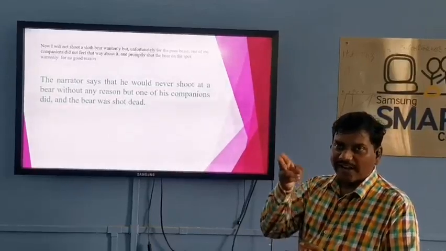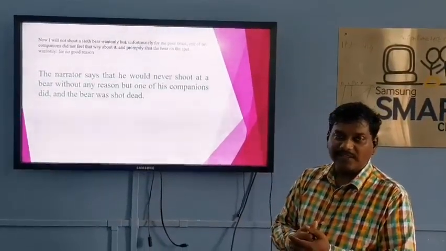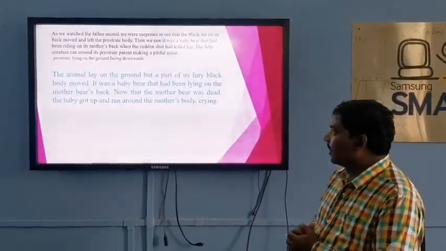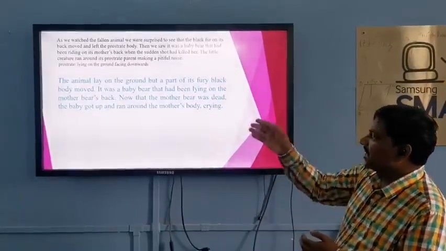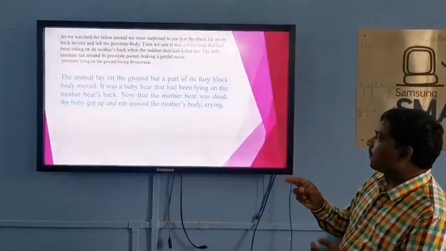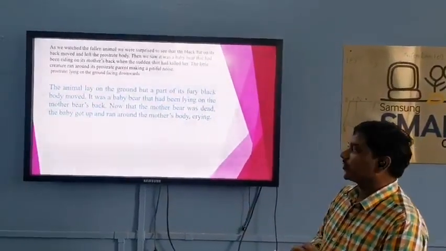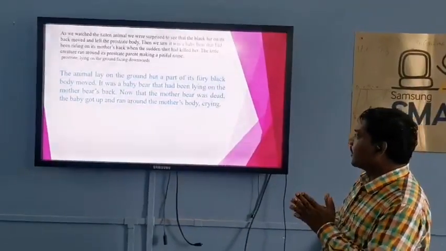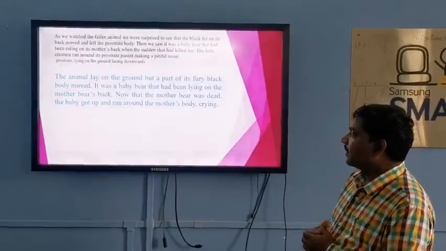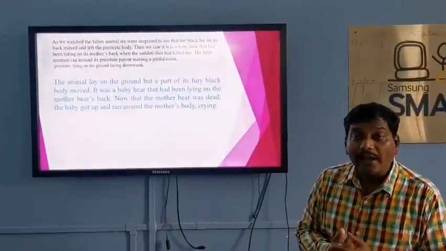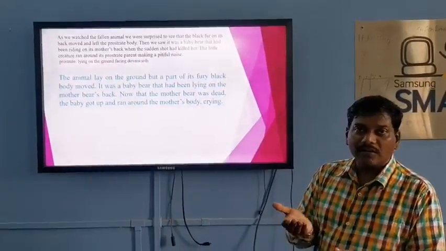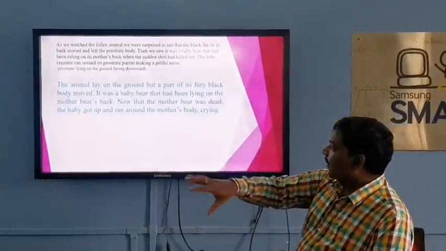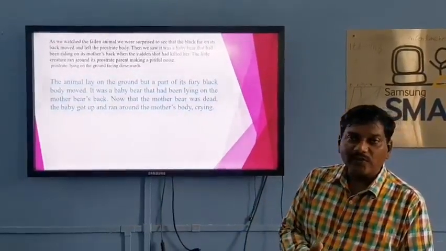The writer did not shoot at the bear, but one of his companions did. When it was shot, the animal lay on the ground, but a part of its furry black body moved. They noticed it was a baby bear that had been lying on the mother bear's back. Now that the mother bear was dead, the baby got up and ran around the mother's body crying.